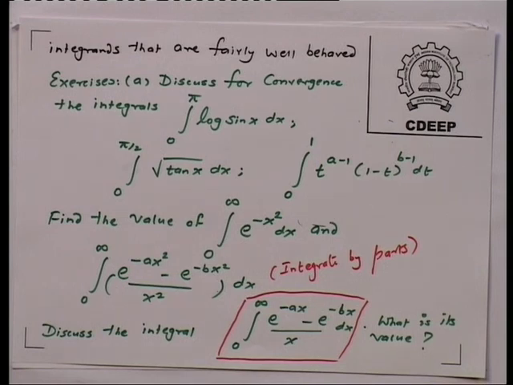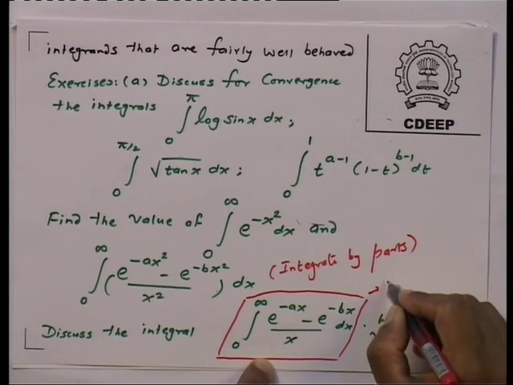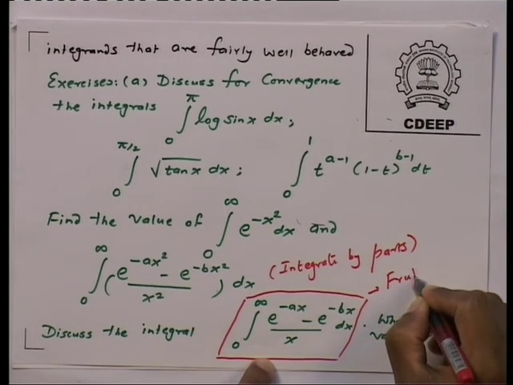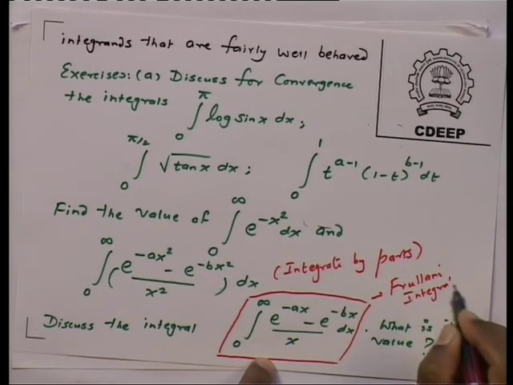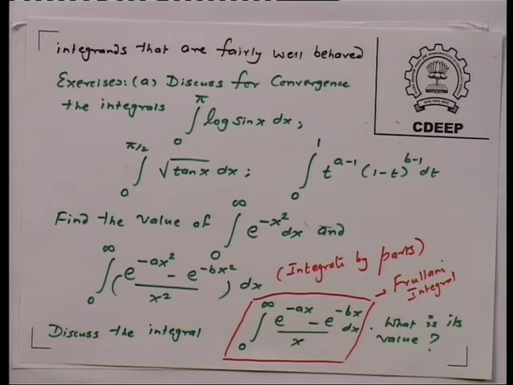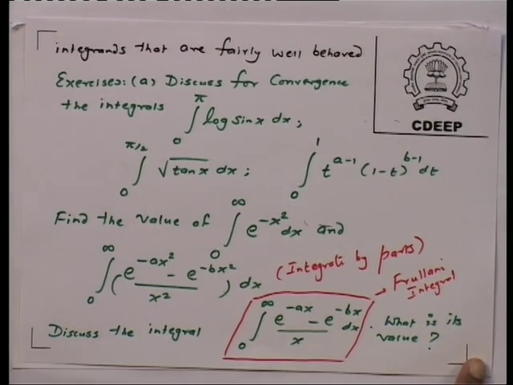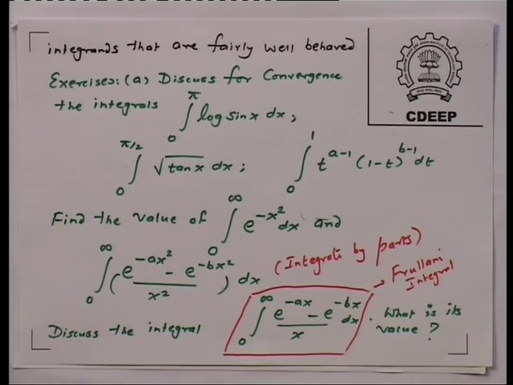It's useful in gamma functions, but it cannot be reduced to a gamma integral, but it is useful in certain problems involving gamma functions. It is called the Frullani integral. Its value is log of b by a.